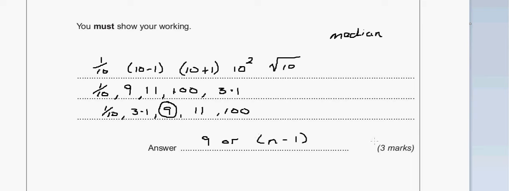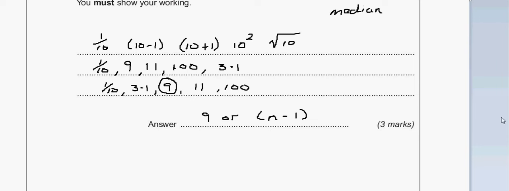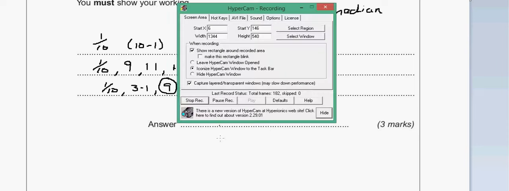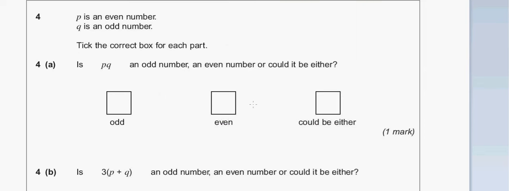Okay, so that was question number 3. So I'll now go on to question 4. Okay, so question 4. So P is an even number, Q is an odd number. So we have to tick the correct box for each part. So is PQ an odd number, an even number, or could it be either?